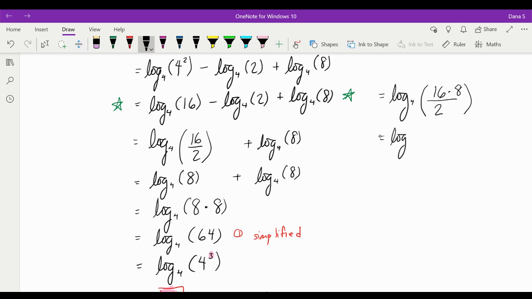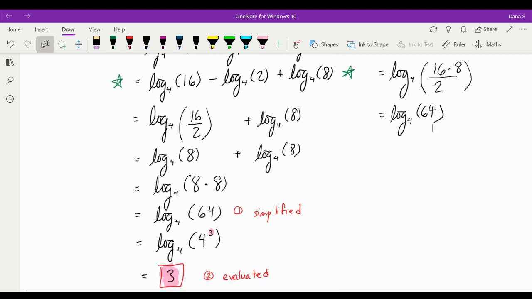And then from there, we would get the same simplified version that we got before: log base 4 of 64. So it's just a little bit of a shortcut. Looking at the sign in front of the log will tell you whether that argument belongs in the numerator or the denominator.